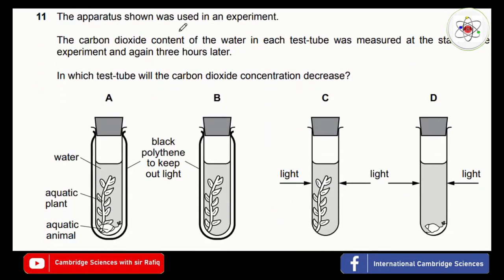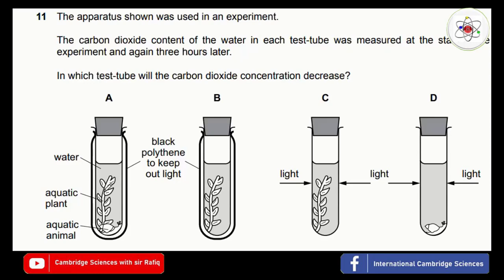The apparatus shown was used in an experiment. The carbon dioxide content of the water in each test tube was measured at the start of the experiment and again 3 hours later. In which test tube will carbon dioxide concentration decrease? Look at the 4 options. In A and B, you can see black polythene to keep out light, so the process of photosynthesis can never occur in these 2.